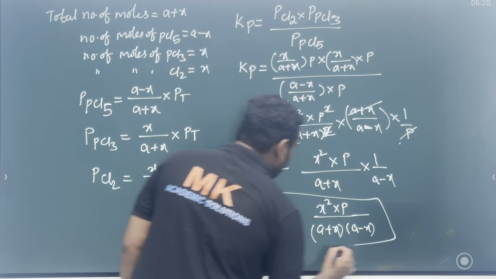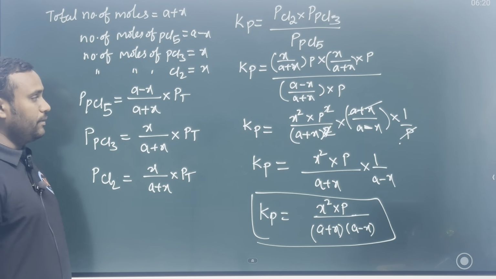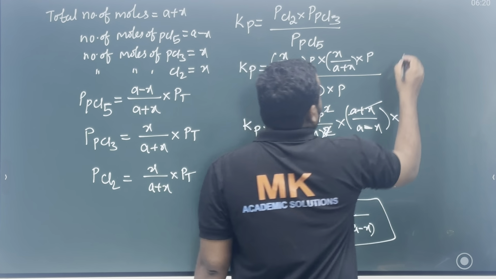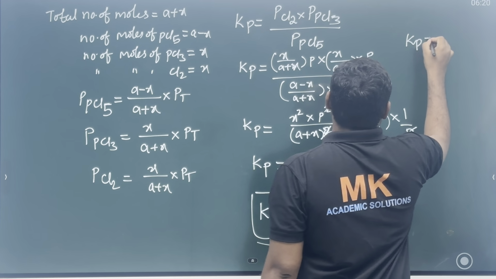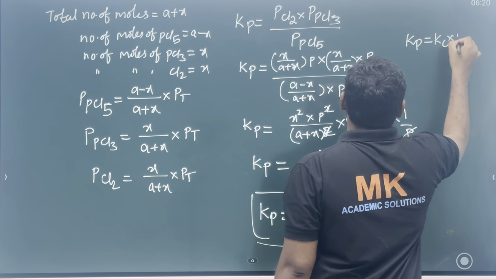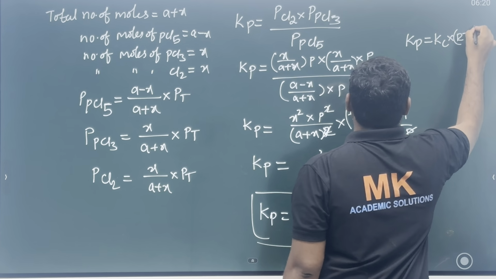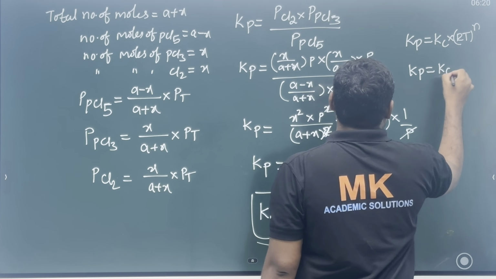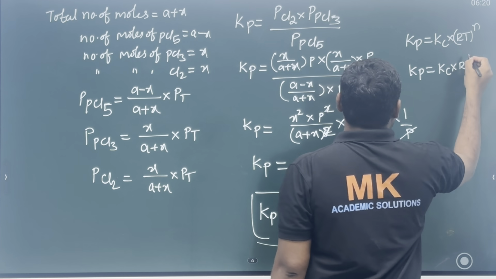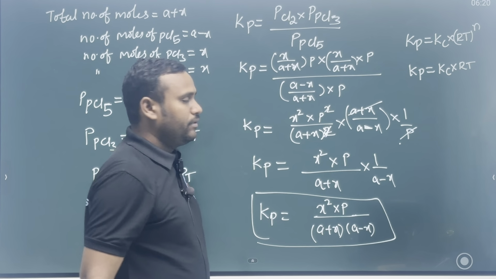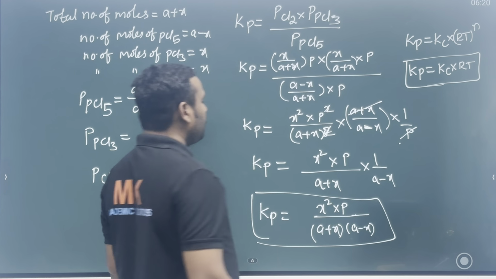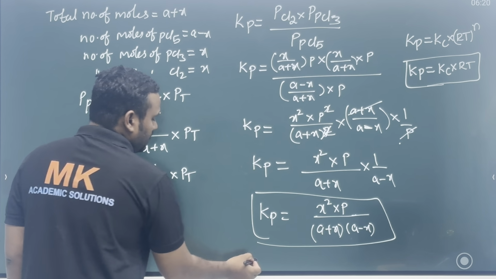This is the expression. Now, what is the relation between Kp and Kc? Here Kp is equal to Kc into RT power delta n. So therefore Kp is equal to Kc into RT, because the delta n value we get is 1. And the units of Kc and Kp I already taught you how to work out.